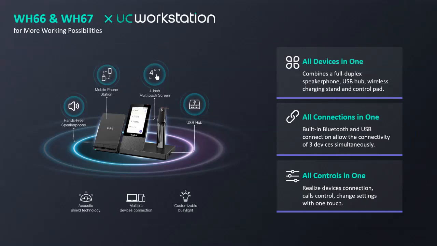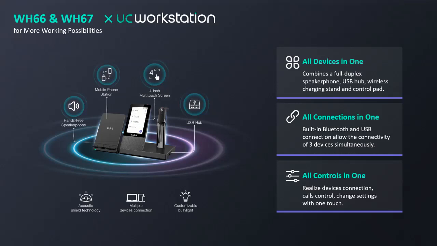And also during the epidemic, many people work from home and they might need many devices like a headset, speaker, USB hub, and also phone charging and so on. That's why Yealink released an ideal UCWorkstation to combine them all in one. As you can see, the model here is the Yealink WH36 with WC60, the wireless charger. It can connect with your PC or laptop and also your desk phone with a USB cable. And it also has built-in Bluetooth, so you can connect with your mobile phone.